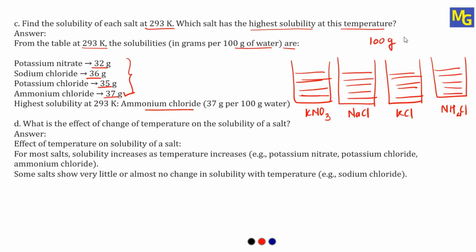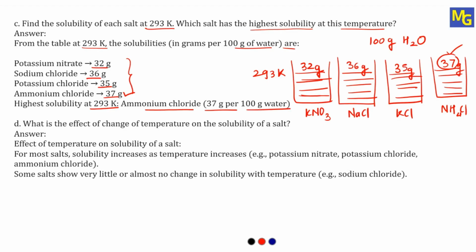For potassium nitrate KNO3, we require 32 gram to get a saturated solution. For NaCl, we have to add 36 gram of salt. For potassium chloride, we require 35 gram. And for ammonium chloride, we require 37 gram. And remember, this is all at 293 Kelvin temperature. So if you see all the readings, 37 is the highest, and that is what is asked in the question. So the highest solubility at 293 Kelvin is ammonium chloride, 37 gram per 100 gram of water. So this is the answer for question C.